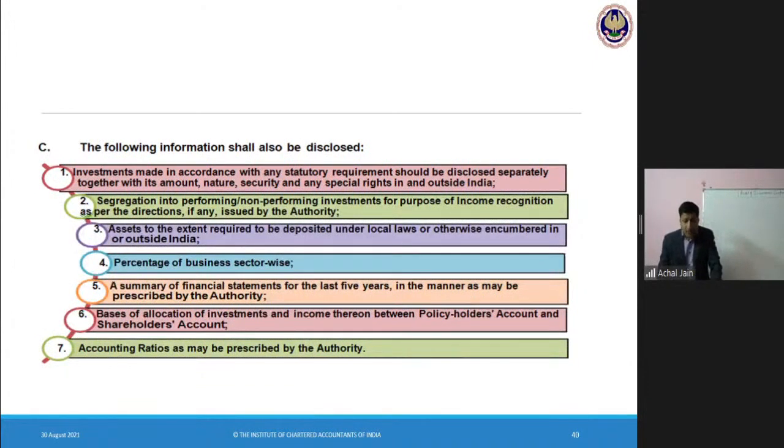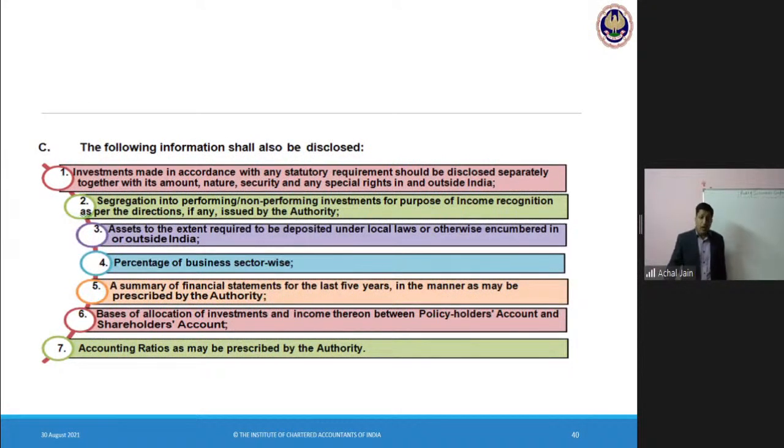Segregation into performing or non-performing investments. Why? Because this is again an important area for the purposes of revenue recognition. This is a bit similar to what you understand in the case of non-performing assets. Over here also you have some non-performing or performing investments for which you give the segregation. Percentage of businesses sector-wise means in which particular sector the concentration of insurance is placed. That is again required to be disclosed.